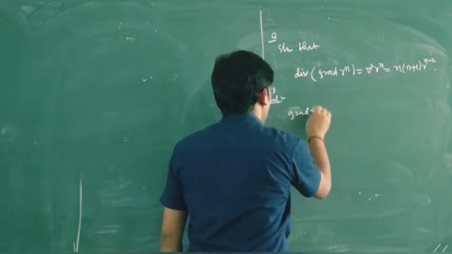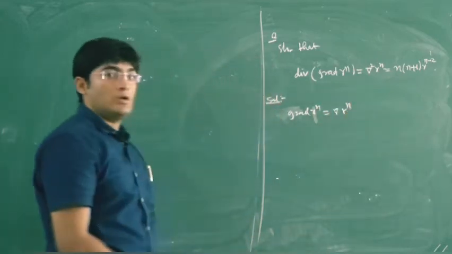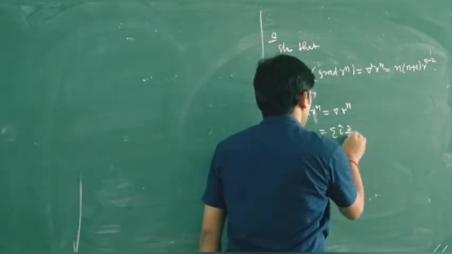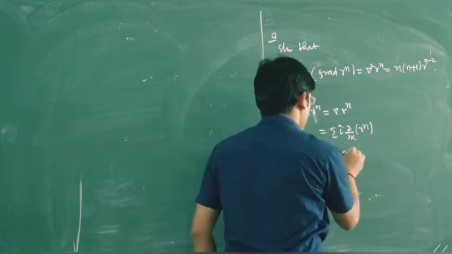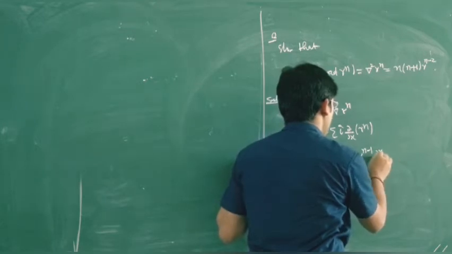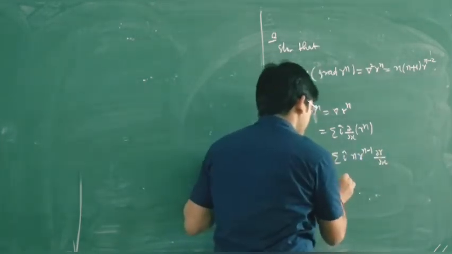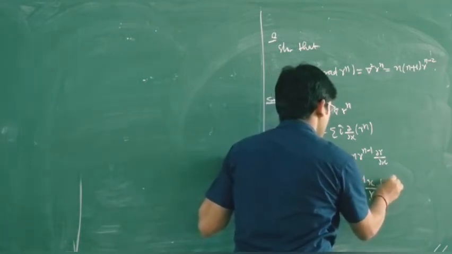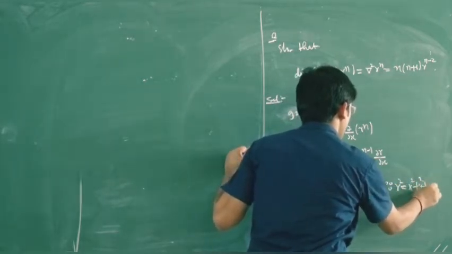So grad r power n means del r power n. So del r power n will be equal to summation i del by del x of r power n, and this is equal to i. Now the differentiation of r power n will be n into r power n minus 1 into del r upon del x. Your del r upon del x is equal to x upon r, because we have this condition r square equal to x square plus y square plus z square.